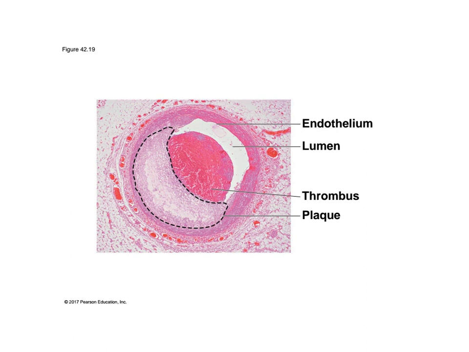Here's a picture from your book showing what can happen. We have a blood vessel. You can see the endothelium here, and within that, you have a plaque that's developed. And on top of that, you have a thrombus.